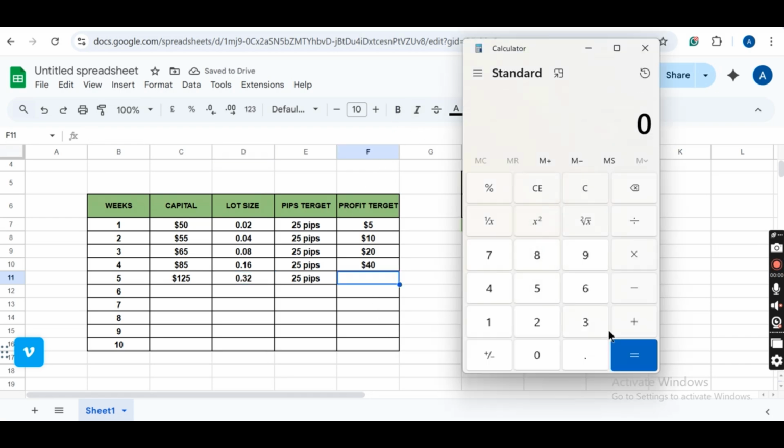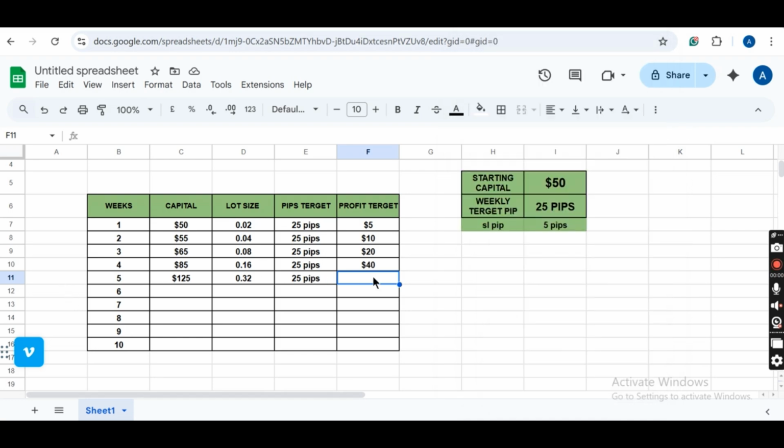So idan muka duba zamu ga, if we do 0.32 idan muka ce times 10 is going to give us $3.2 per pip. Idan muka ce times 25 pips, which is our target kenan, we are going to make $80. So in week 5, I'm expecting to end the week with a profit of $80.